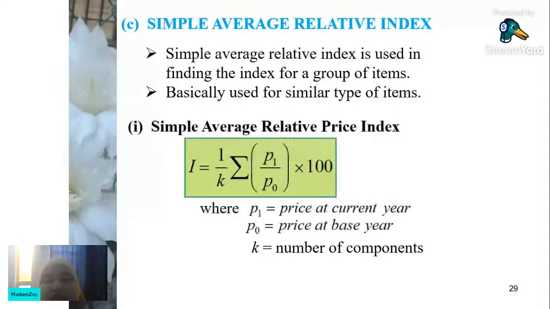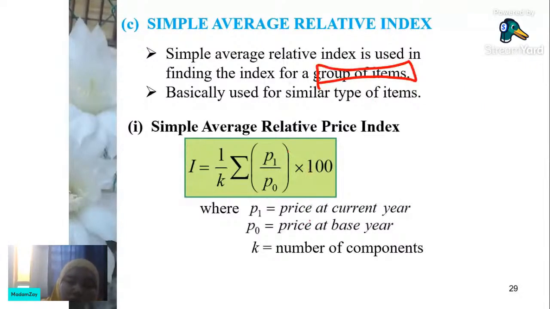Okay, so now simple average relative index. Not relative but average relative. For relative, we find out for one item, right? For average, we need to find out for every item. That's why we have average. Simple average relative index is used in finding the index for a group of items, basically used for similar types of items. So the keyword here is group of items.